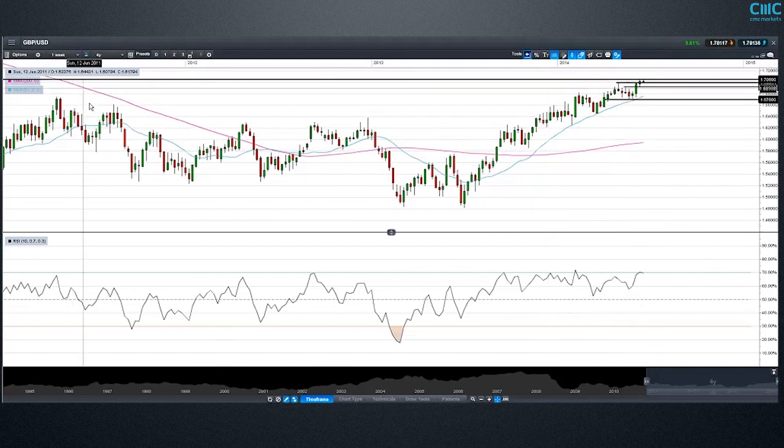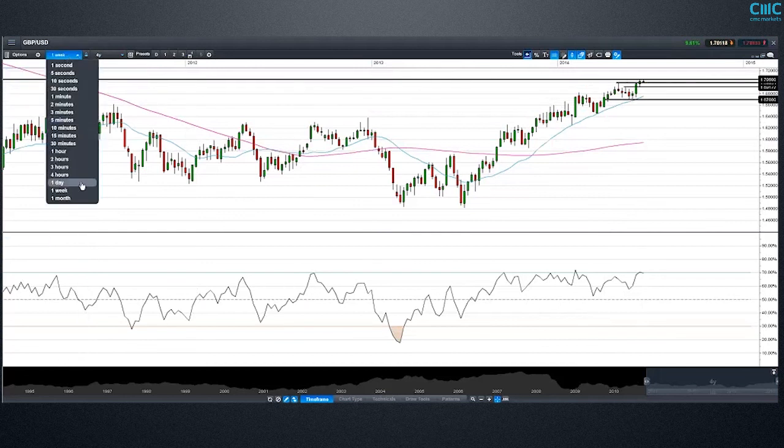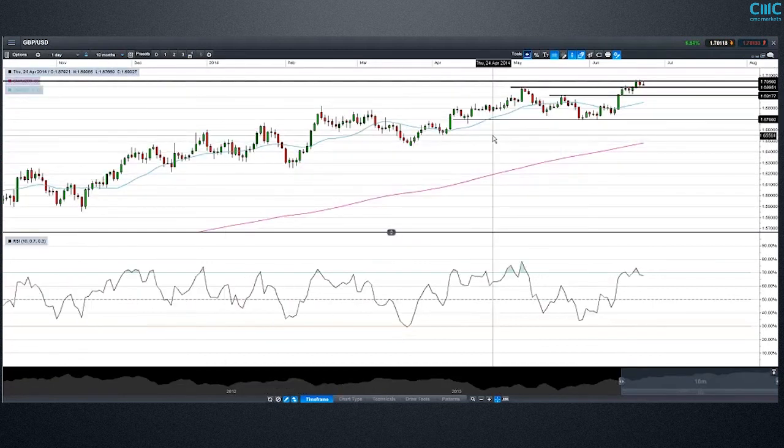But generally it's just moving higher because of the prospect of higher interest rates. So people move their money into currencies to earn the highest possible interest rate, and potentially that could be in the UK going forward if the Bank of England raise rates at the end of this year or maybe early next year.